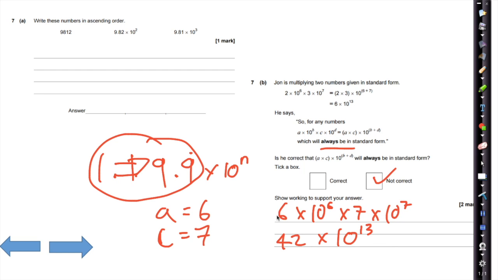That is not in standard form because the number here is not between 1 and 9.9. To make it between 1 and 9.9, we would have to divide it by 10. Divided by 10, it would be 4.2. And to balance this out, we'd need to times the other part of our multiplication by 10. So it would be 4.2 times 10 to the power of 14.